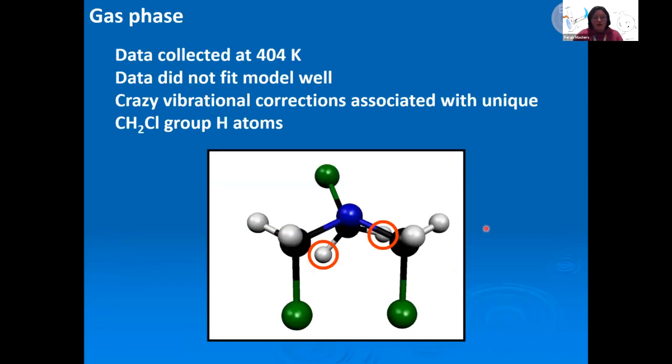So we tried to fit a model of this to our gas phase data. The data was collected at around 400 Kelvin, but the model really did not fit well at all. What we were finding in particular was that we were getting some really ridiculous vibrational corrections, which were associated with these hydrogen atoms sitting on that unique chloromethyl group.